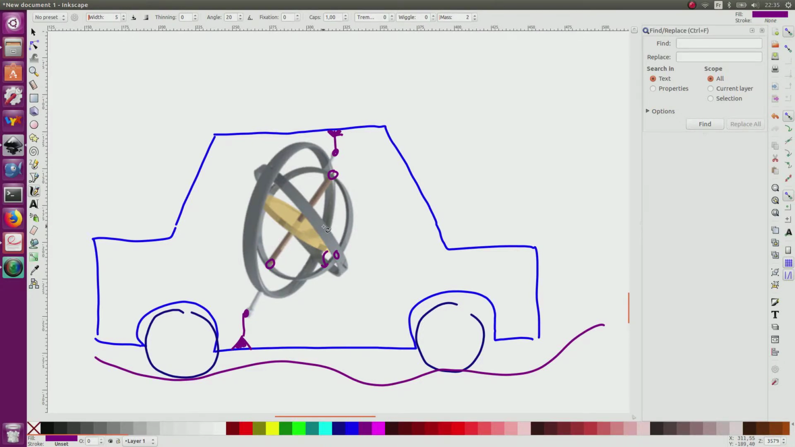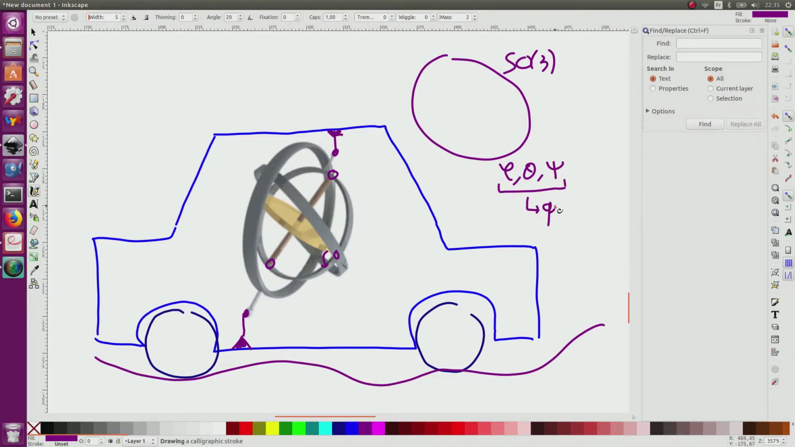Now, due to the fact that SO3 cannot be parameterized exactly without singularities by three parameters, this is why we use quaternions or rotation matrices to represent rotation. But if we use these Euler angles, we may have some singularities which generate what we call a gimbal lock.